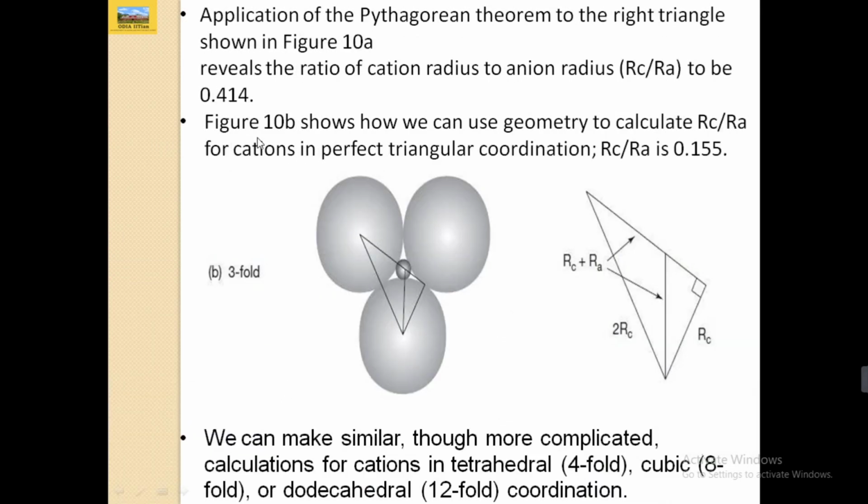Now figure 10b shows that we can use geometry to calculate the radius of cation divided by the radius of anion for a cation in perfect triangular coordination, that is rc by ra is 0.155. This value can also come directly at any time, so you have to remember it. Now we can make similar calculations through more complicated calculation for a cation in tetrahedral, that is 4-fold coordination, 8-fold, and dodecahedron, that is 12-fold coordination number also.